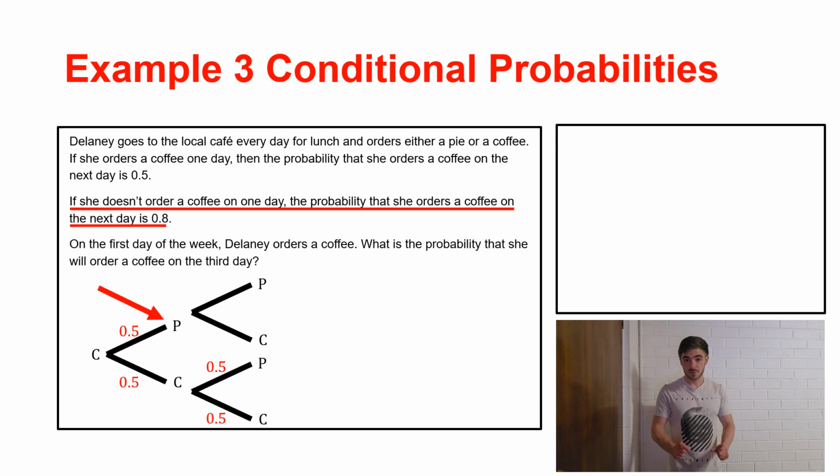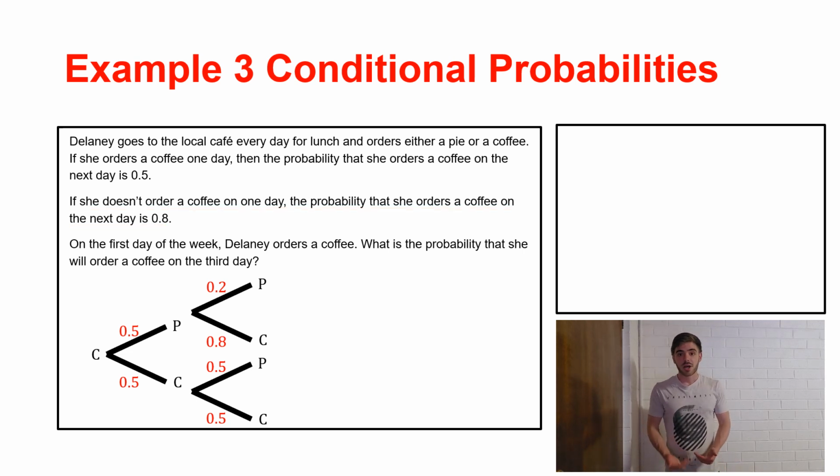However, if we instead start with a pie, we now have to refer to this statement here. The probability of coffee has now jumped to 0.8 because we started with a pie on the previous day. From there, we can also say that the probability of pie on that next day must therefore be 0.2 because, once again, all the possibilities have to add up to 1. And just like that, we filled out our tree diagram.